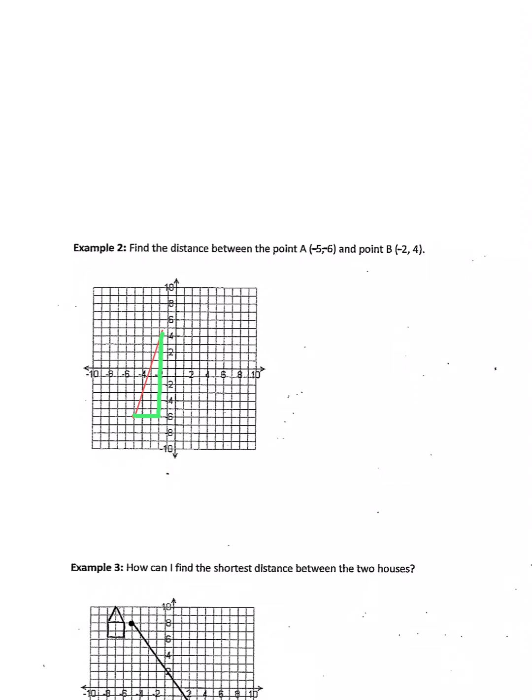Okay, and the red line again is my hypotenuse. My right angle is right in the corner there. Okay, so now I'm going to count the base. And I notice it's 1, 2, 3 is my base.